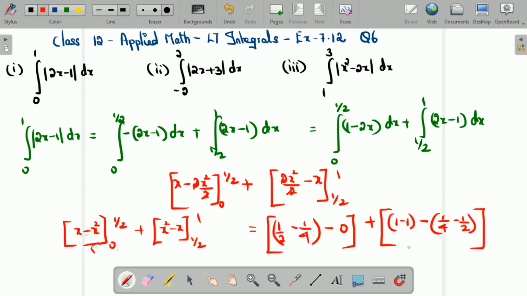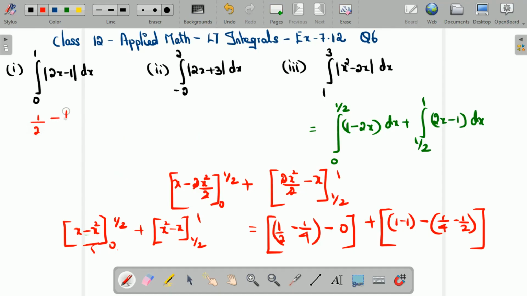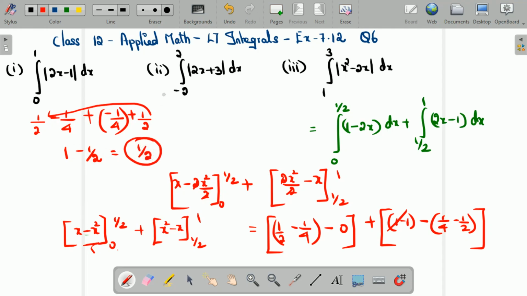Now we are going to work on removing the brackets. In this case, it is 1 by 2 minus 1 by 4 plus 0, so we can remove it. So minus of 1 by 4 plus 1 by 2. If you see, 1 by 2 plus 1 by 2 is going to be 1. Minus 1 by 4 minus 1 by 4 is going to be minus half. So this is going to be 1 minus half. So the answer is half. The value of the first integration is half.